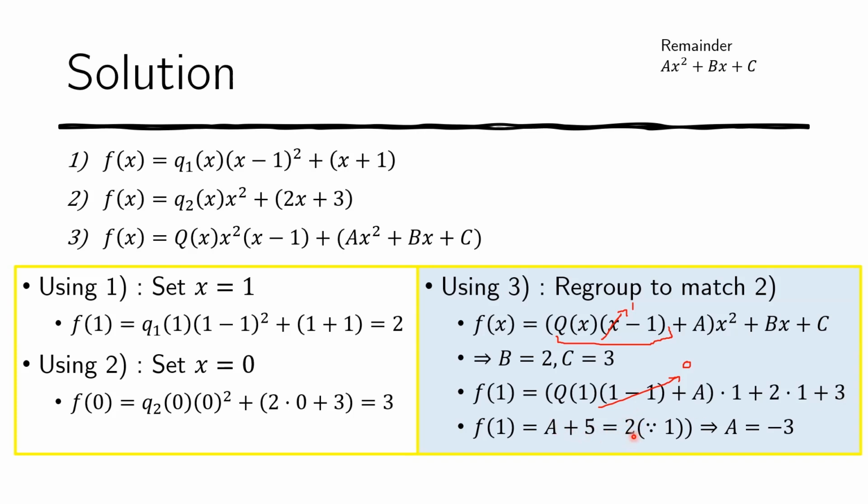Where do we get the 2? It's from this equation here, f of 1 equals 2. That's why we say it's because of equation 1. That's what we mean by this. And now, we can solve this very easily. And the solution to that is just a equals negative 3.